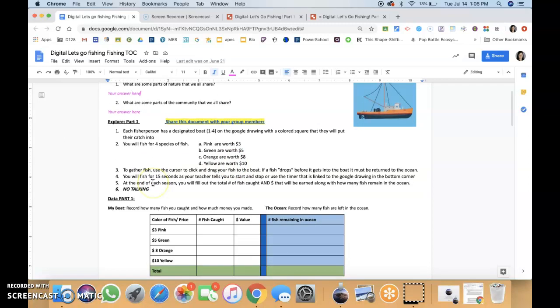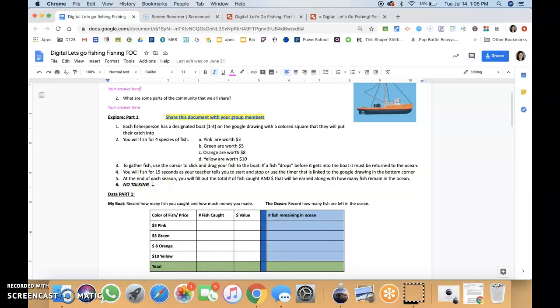To gather fish, you're going to use your cursor, click and drag your fish over to your boat. If a fish drops, like maybe you happen to unclick before it gets to your boat, you have to return it back to the ocean. It's considered to have fallen off the hook. You will have 15 seconds to fish, whether your teacher is telling you to start or stop or you use the actual timer in the bottom of the Google corner. Please abide by that 15 seconds.